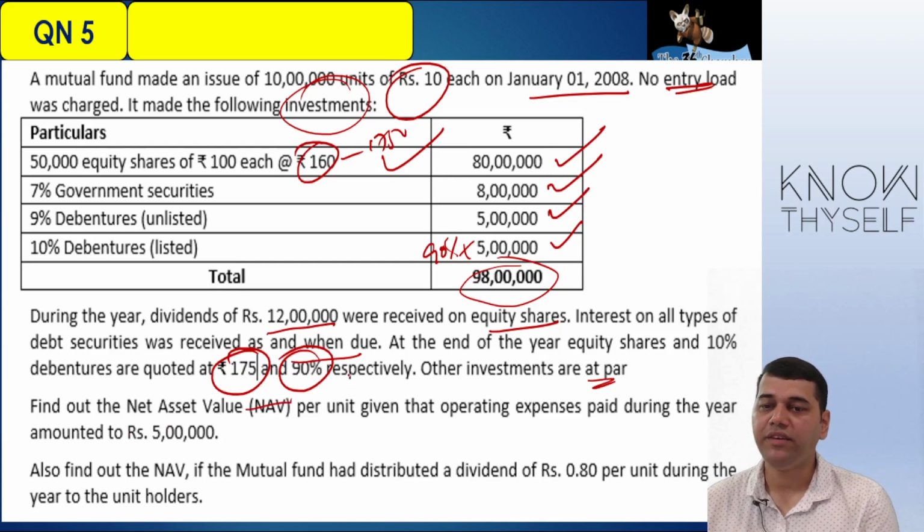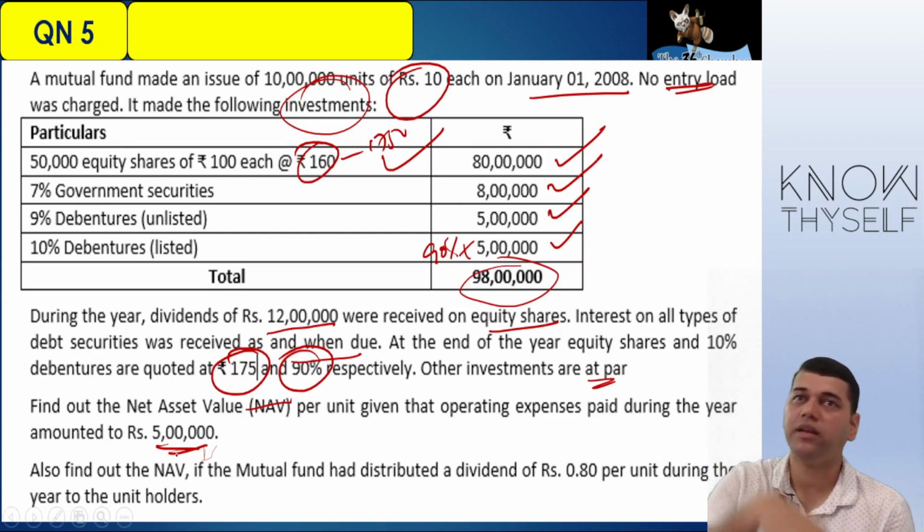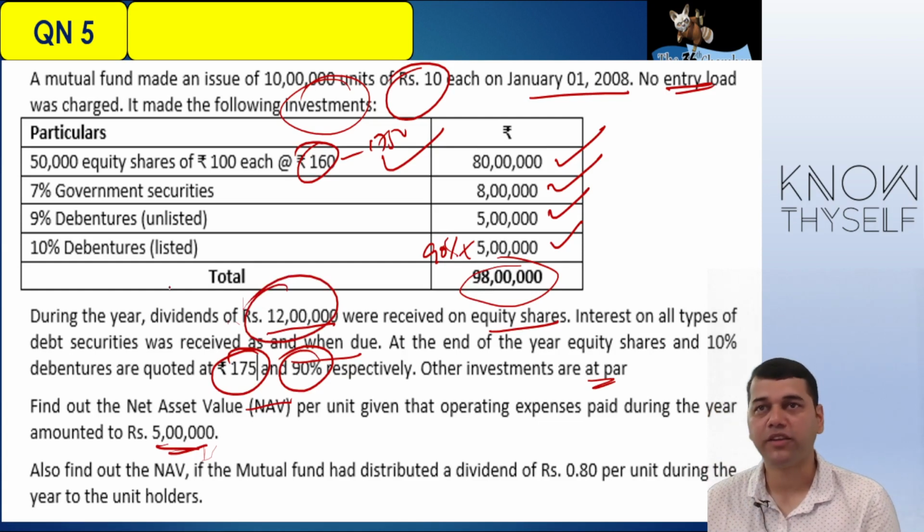Now, find out the NAV given that operating expenses paid during the year amounted to 5 lakh. What is going to happen here? Your cash balance is going to come down. Expense will not come into your calculation of NAV, but because of this payment of an expense, a P&L item, your cash balance is going to come down. You received dividend, you got cash. You received interest, you got cash. You paid some expenses. So one cash balance will remain in your hand.